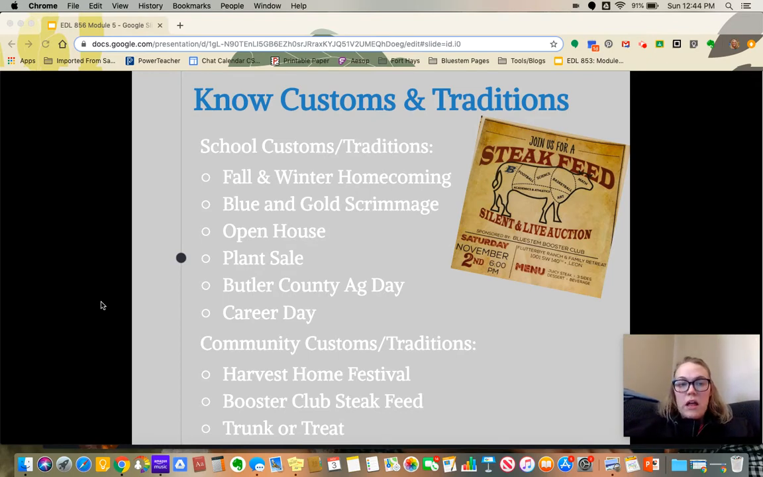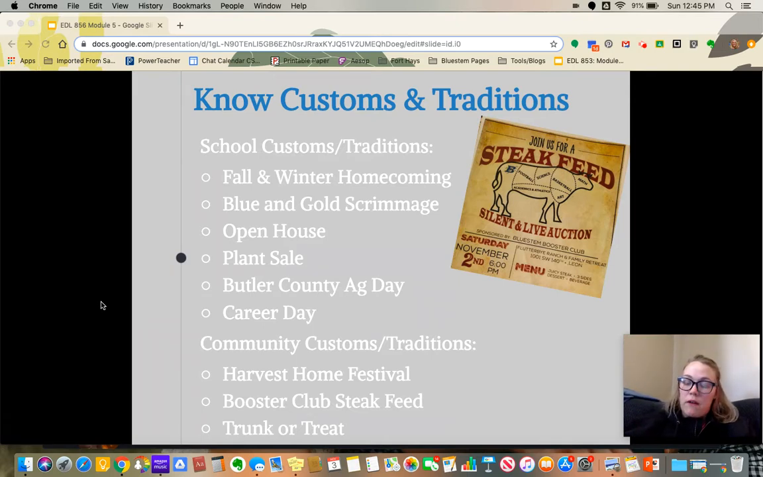We do a plant sale every year through our elementary. We have our own greenhouse and grow our own plants to sell every year. We also run Butler County Ag Day for elementary kids and have a career day for our high school and middle school kids. And we bring in a bunch of people from the community, and it's a great community school involvement day.